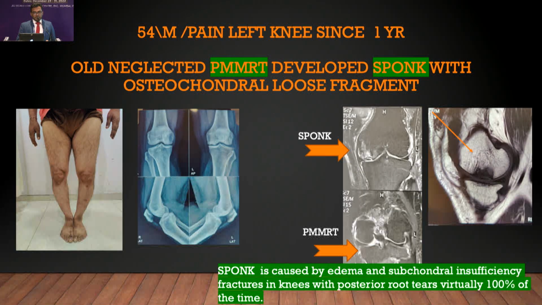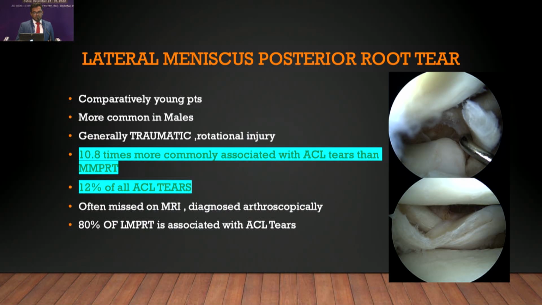So this is a 54-year-old male patient with pain in the knee since 1 year. It was an old neglected case of a posterior meniscus root tear who developed a SPONK lesion, spontaneous osteonecrosis, with a loose fragment. So this can happen if you neglect the root tear.